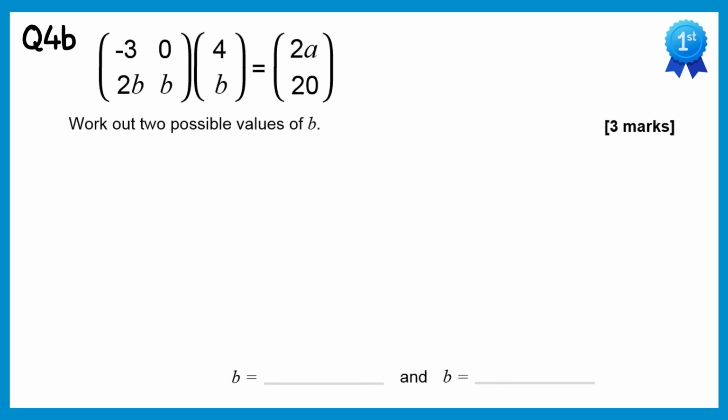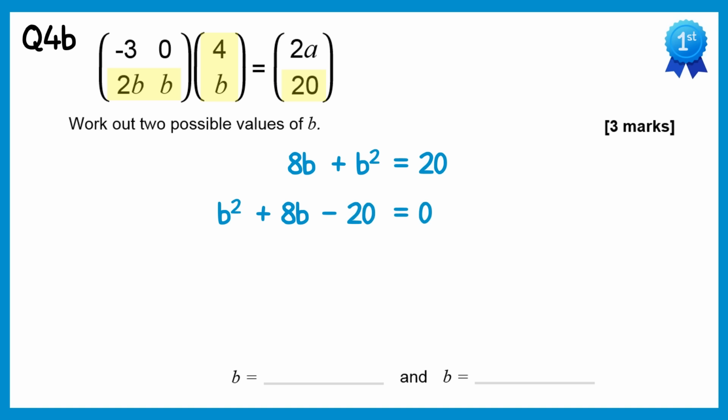For this question, we'll look at the second multiplication, which will be 2b and b, multiplied by 4 and b, which must give you 20. So 2b times 4 gives you 8b, and b times b gives you b squared, and that must equal 20. If we now rearrange so all of the terms are on the left we have b squared plus 8b, and then we take 20 from both sides, so we'd have minus 20 equals 0. This is a quadratic, we can factorise this one, it would be b plus 10 and b minus 2 equals 0, which gives you two solutions for b, which are negative 10 and 2.